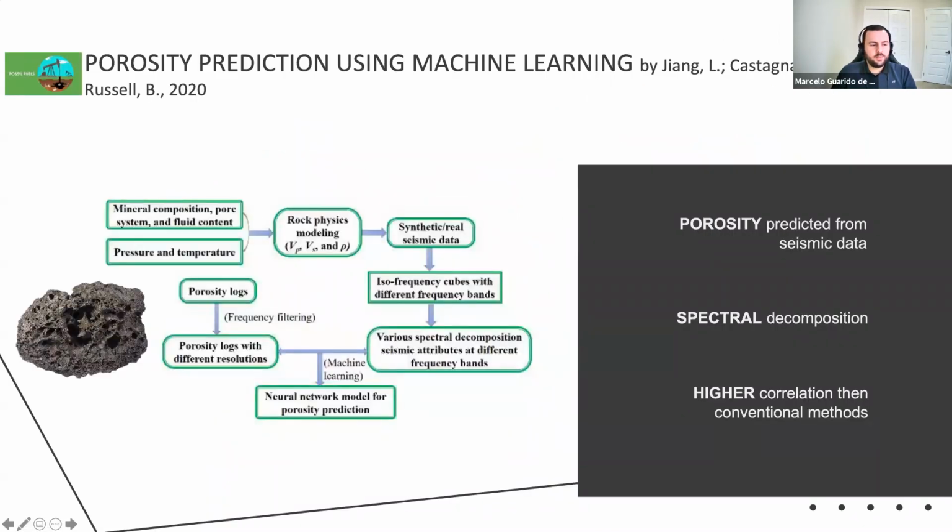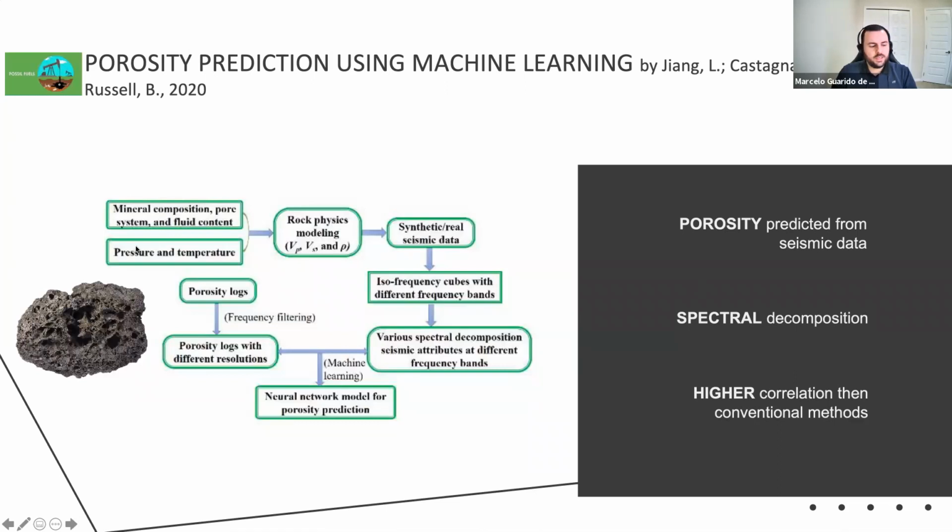The last paper that I'm going to be presenting for the oil and gas is this porosity prediction using machine learning by Chang and others. And one thing that I found interesting is that Brian Russell is one of the co-authors, and apparently he's attending here today. So if I say something wrong, please correct me.